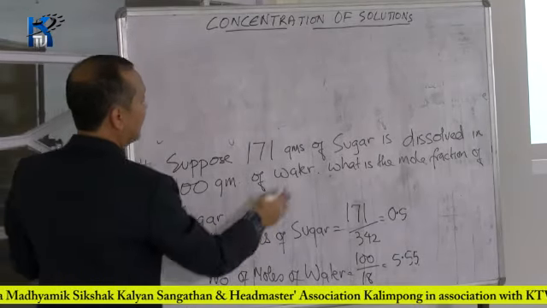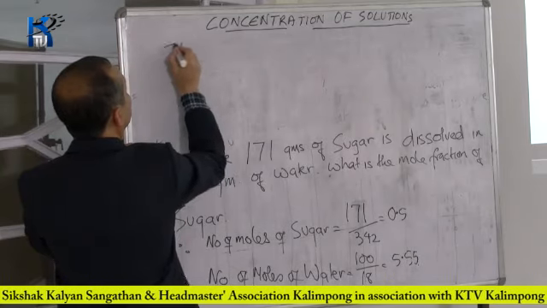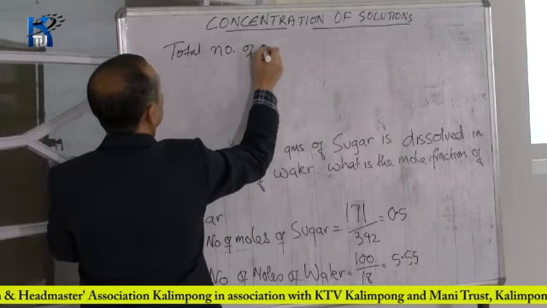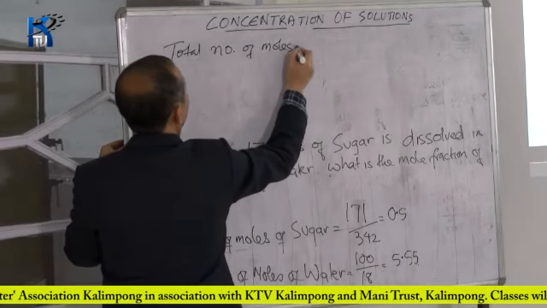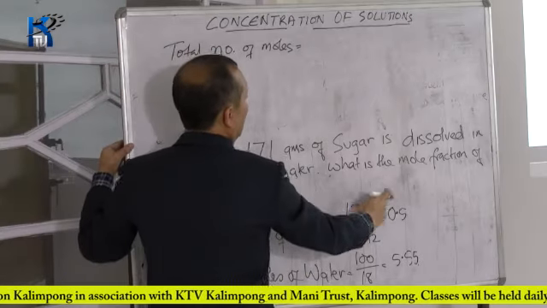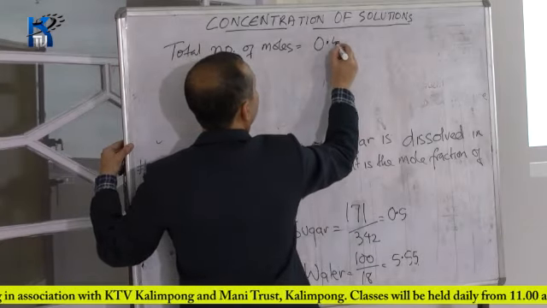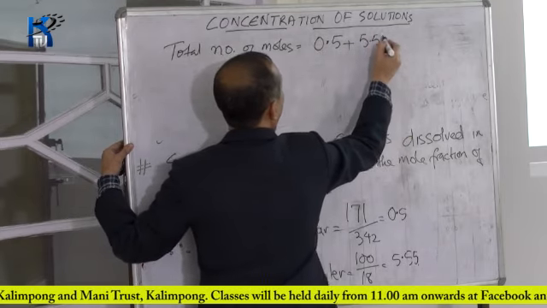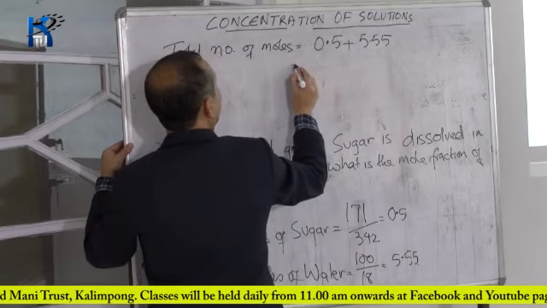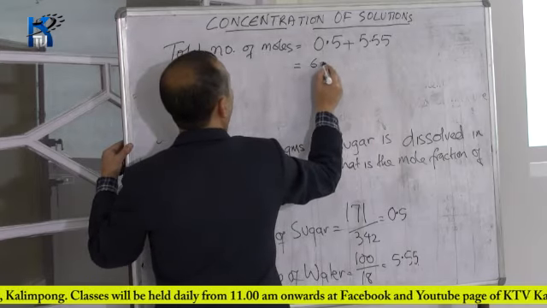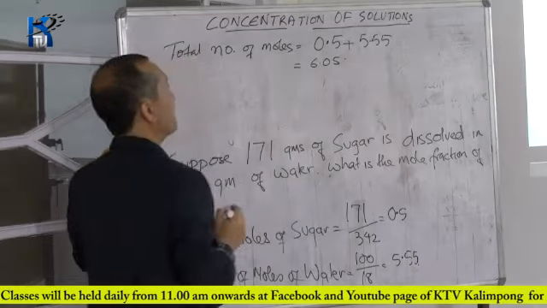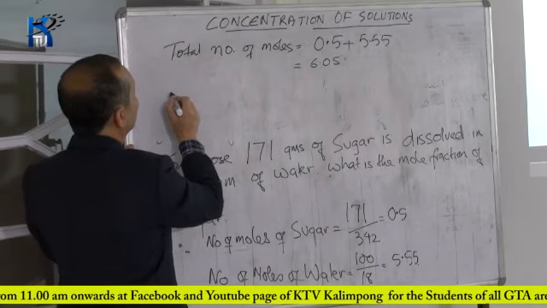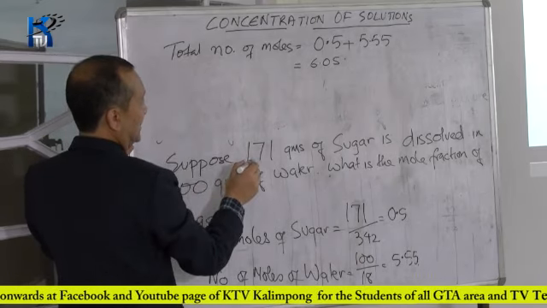According to the definition of mole fraction, you should find the total number of moles. Total number of moles will be equal to 0.5, sugar, plus 5.55, water. So the answer you get is 6.05. So the total number of moles is 6.05, and the question asked was what is the mole fraction of the sugar?